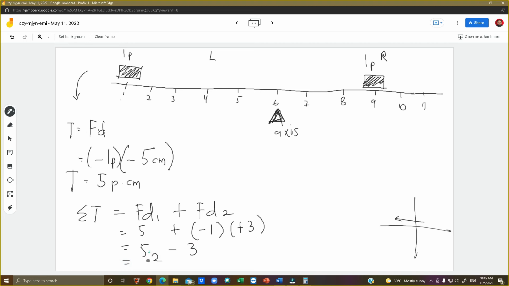Okay, hasil dia 2. Meaning that, number dia ni positif kan? Meaning that, in order to balance up this system, we need to add on another positive 2 torque. Okay, macam mana kita nak dapatkan positif 2 torque? How can we get a positive 2 torque? You know that when we want to get positive, it will be at the right hand side lah. Macam mana kita nak dapat 2? And you know that every penny is negative.